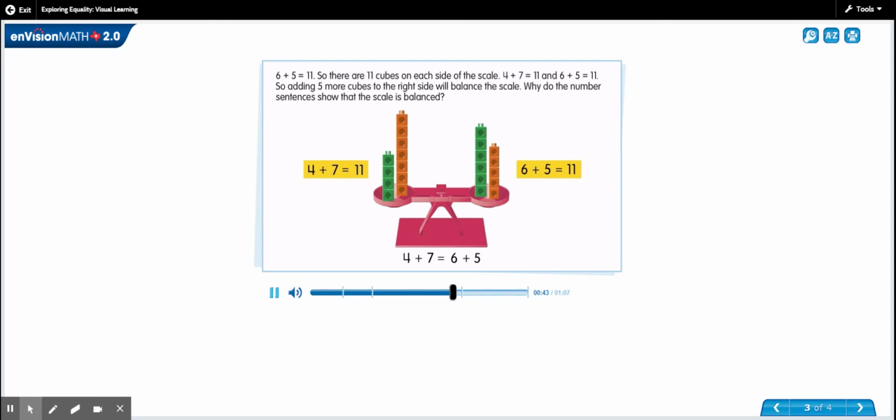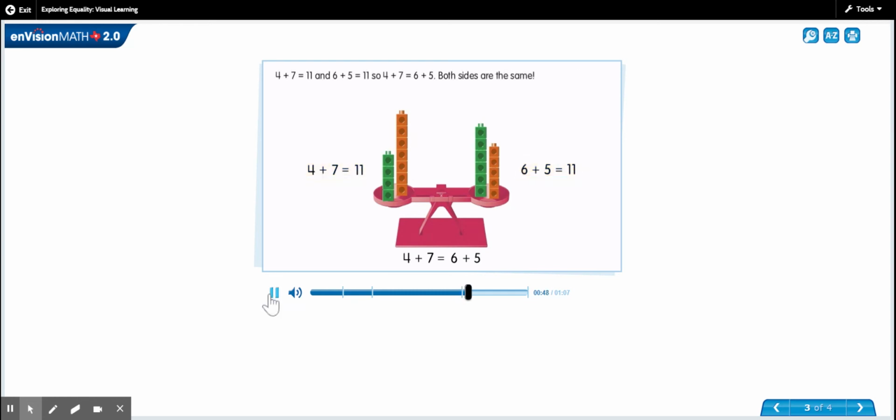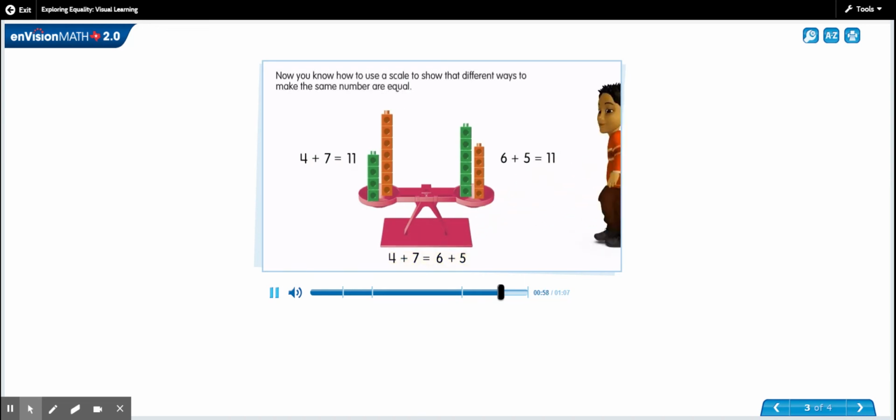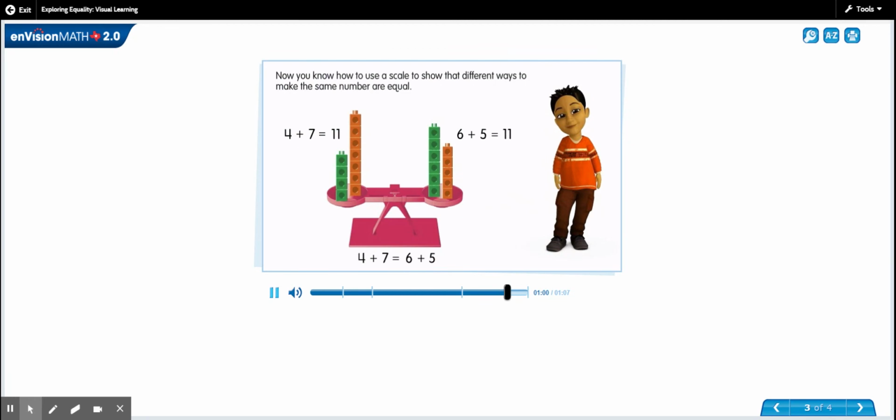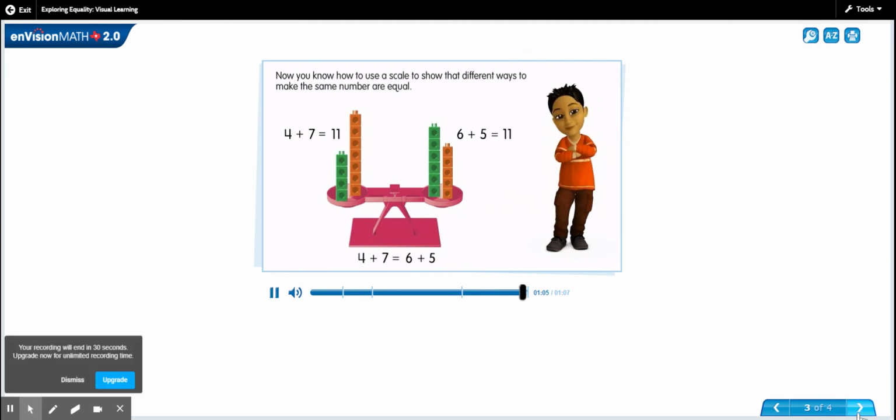Why do the number sentences show that the scale is balanced? 4 plus 7 equals 11, and 6 plus 5 equals 11. So 4 plus 7 equals 6 plus 5. Both sides are the same. Now you know how to use a scale to show that different ways to make the same number are equal.